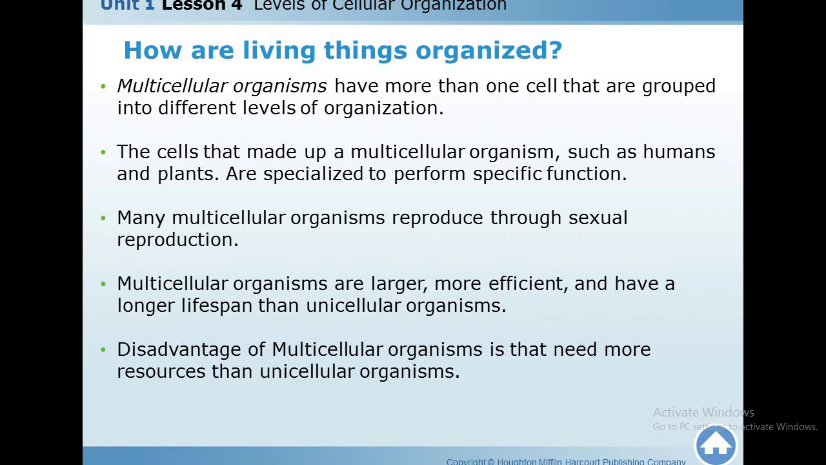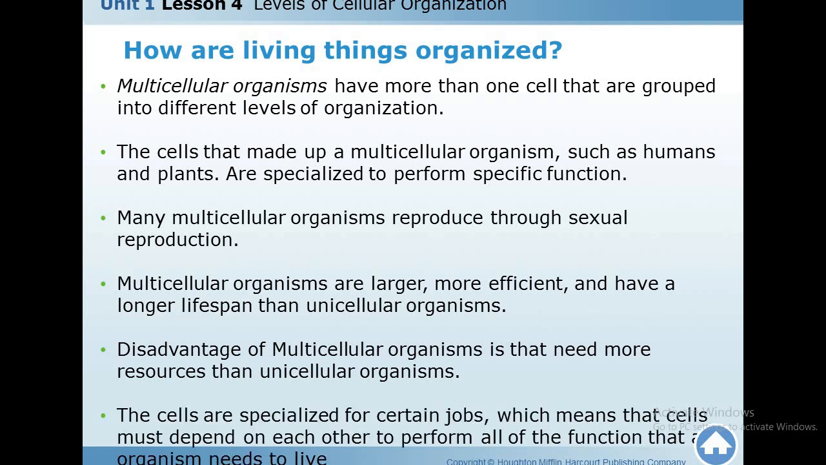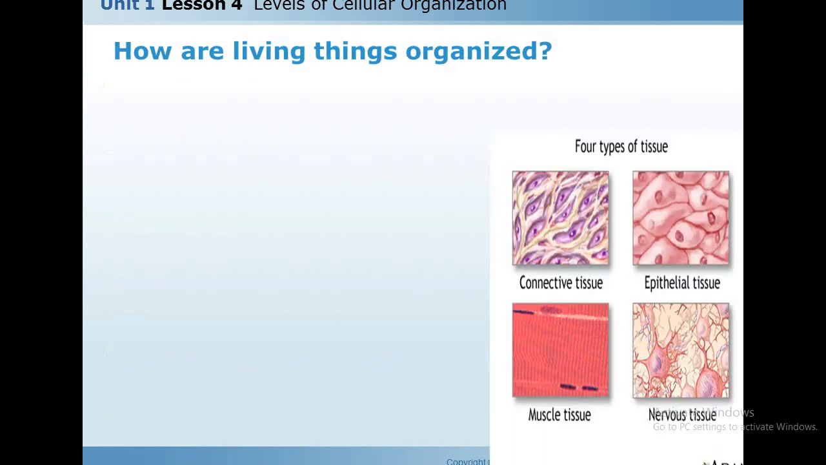Many multicellular organisms reproduce through sexual reproduction. And they are large, they are not small, they are more efficient, they are more complicated, and they have a longer lifespan than the unicellular. But the only disadvantage that they have, that they need more resources, not small resources or limited, they need much more resources than the unicellular organism. They have many cells, and each cell has a specific function and specific job. That's why they can do many functions through the different cells they have.